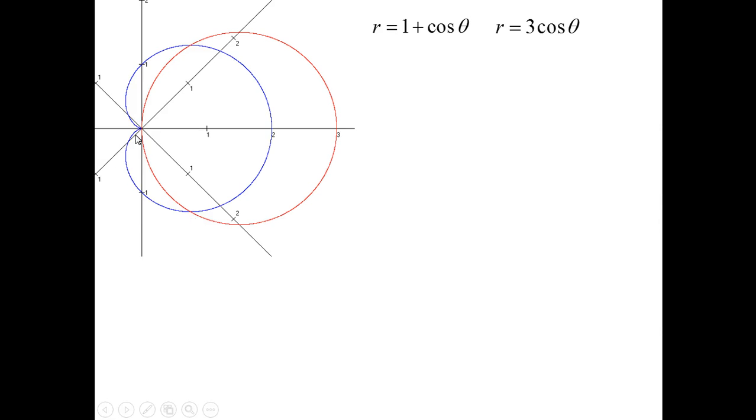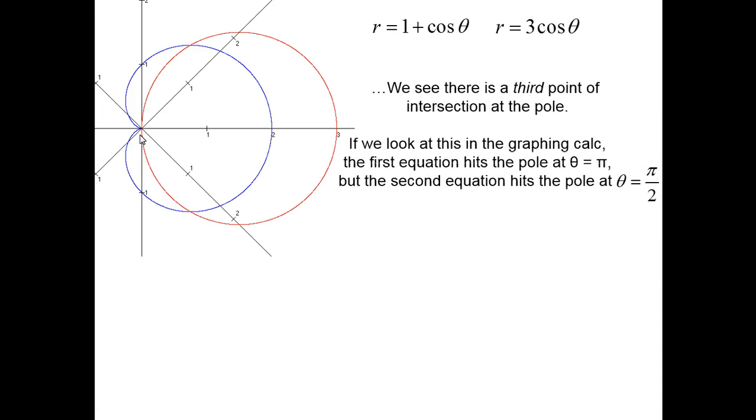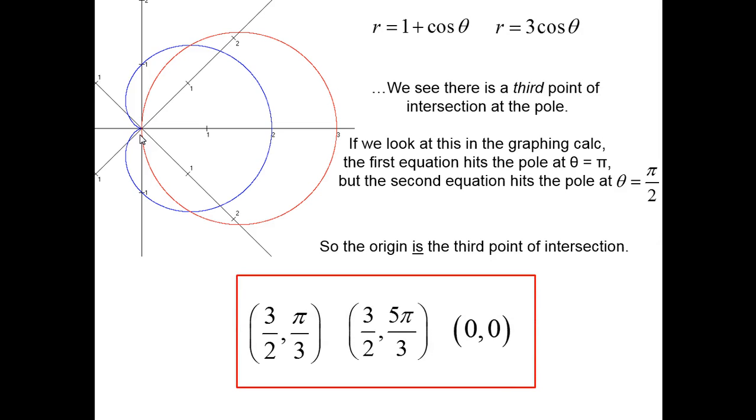But they also intersect at the origin. So we need to consider that point of intersection at 0, 0. What's going on here is that the first equation, the cardioid, is hitting that origin with theta equals pi, but the second equation is hitting it with theta equals pi over 2. So that's why we didn't find the point algebraically. But make sure we include it by making the sketch.